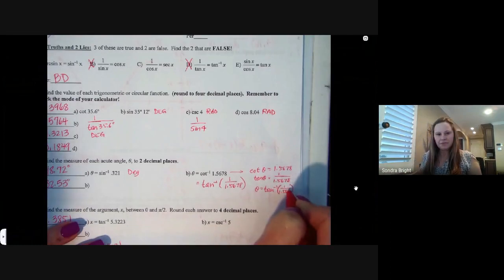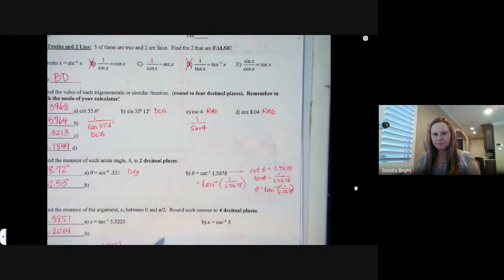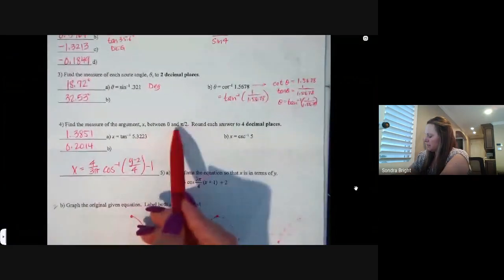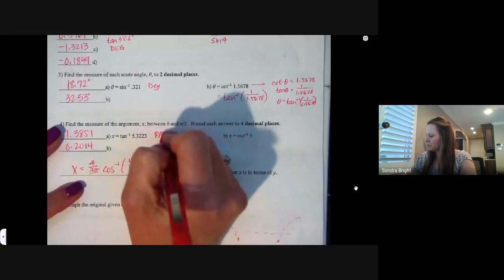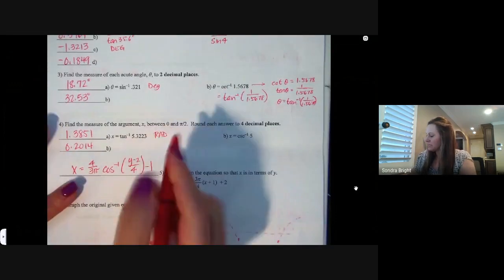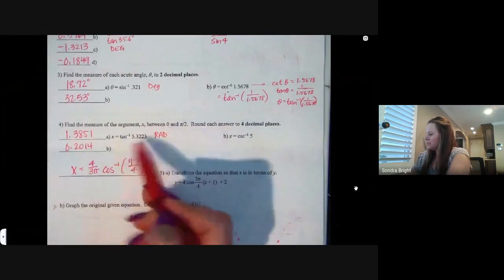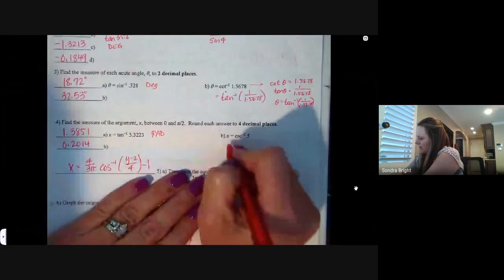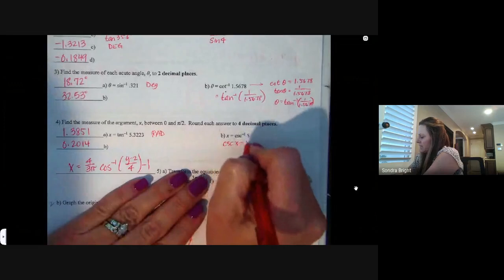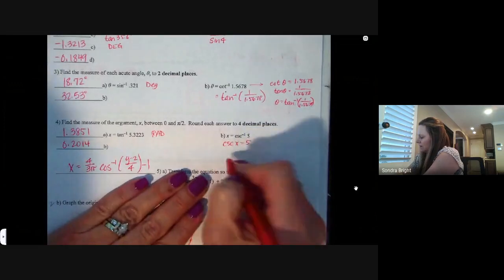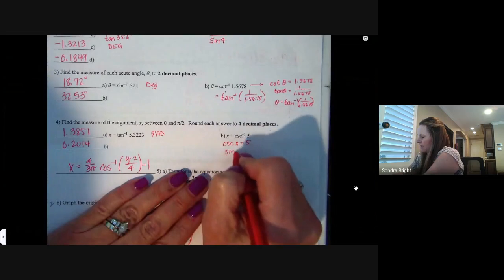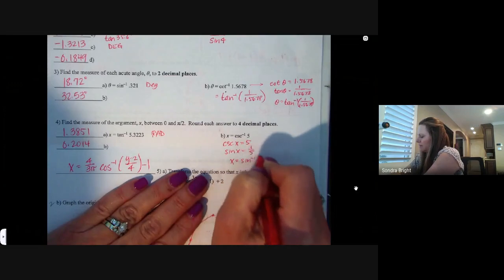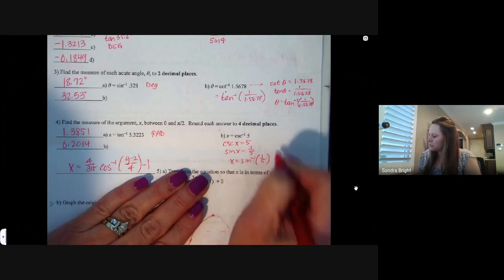All right. Finding the measure of argument x between 0 and pi over 2. That's radian mode. Make sure you're in radian mode for this guy. Both of these were degrees. This guy's radians. Inverse tangent, you can just put that straight in your calculator. Cosecant, though, you have to rewrite this guy. So I would write it as cosecant of x is equal to 5. Cosecant is the reciprocal of sine, so that means sine of x would equal 1 over 5, and then x would equal inverse sine of 1 over 5, and again, radian mode. And then you should have gotten 0.2014.